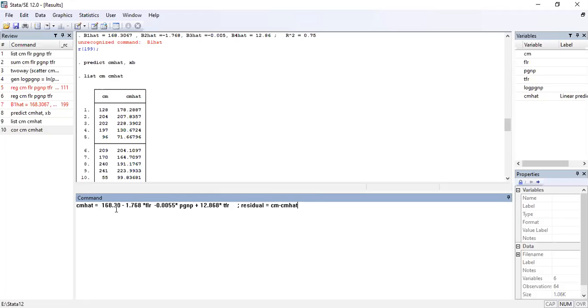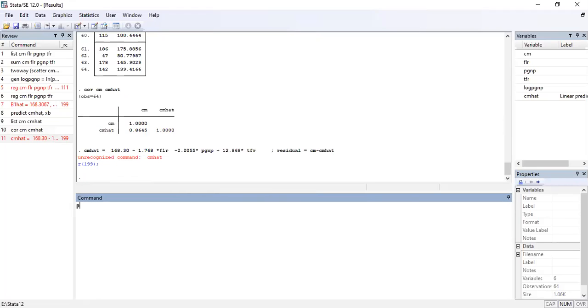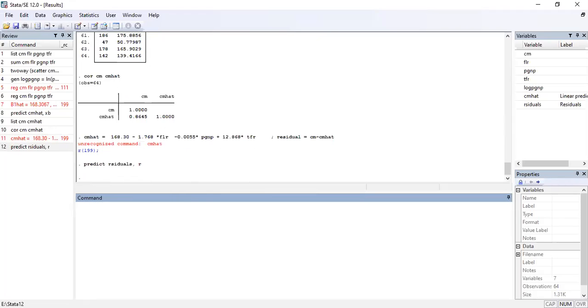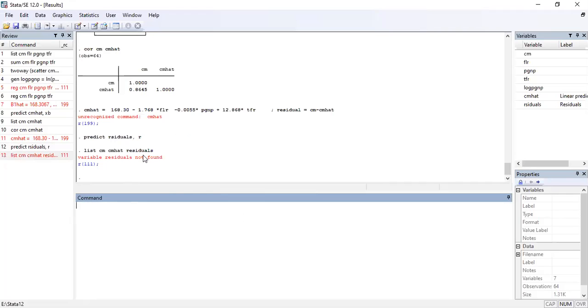Residuals can be generated either by doing CM minus CM hat, or they will do it for you if you write predict, and you call it whatever you want. I call it residuals, comma, R. You have to write R there if you want to find residuals. R stands for residuals. Then you get all the residuals. Now you can see the residuals also. Let me list everything: CM, CM hat, and residuals. You will see them side by side. So residuals are generated. What's happening?